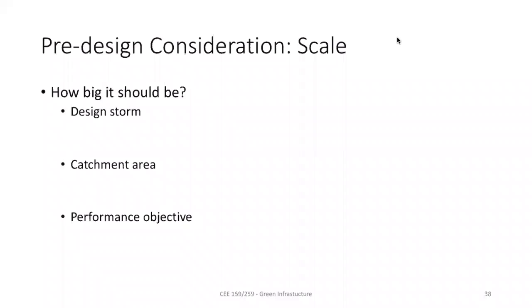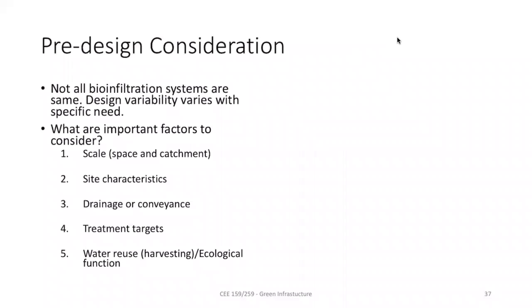The first one is about pre-design considerations. The very first thing you have to understand is that not all biofiltration systems are designed the same way. For that design, there is a lot of variability in size and different components. And if you know why those are there, you will know how to change those designs.